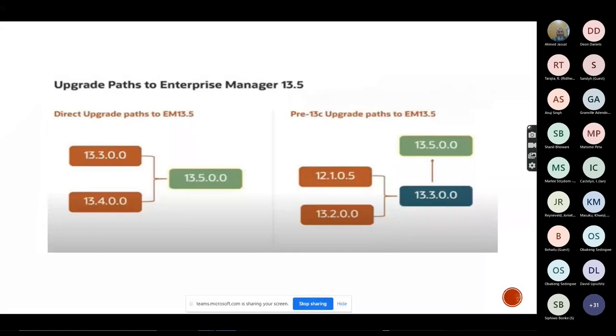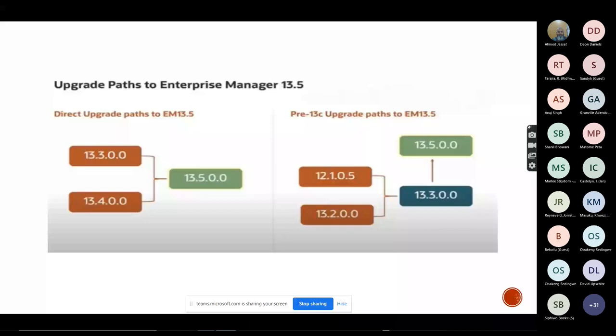So here is a brief about the upgrade. How do we upgrade the path directly to 13.5? Can we do that? Yes, there are possibilities where we can do that. In case you are using Enterprise Manager 12.1.0.5, there are two methods. You cannot directly jump on to 13.5. You have to upgrade to 13.3 and then follow it with an upgrade to 13.5.